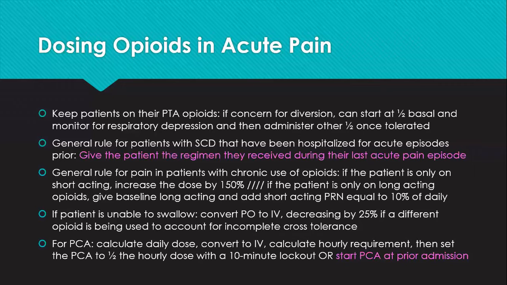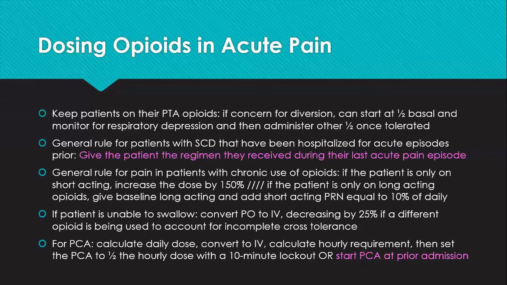But otherwise, just in general, if someone's on chronic use of opioids and they come in with pain, the general rule of thumb would be if they're only on short acting, you can increase to 150% of what they normally are on and leave them on the same length of interval. And if the patient is on only long acting, you can determine their total use for a day, and then you can take 10% chunks and use those as PRNs. And so I think remembering those numbers would give you a good baseline.